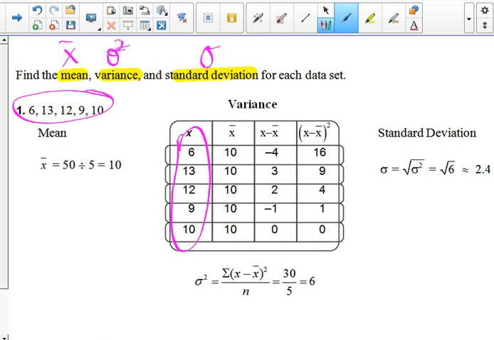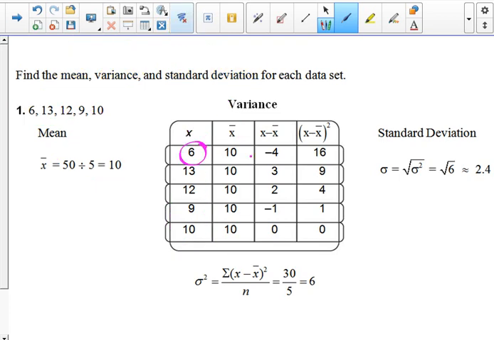Now the average of all those, add them all together and divide by 1, 2, 3, 4, 5. There it is. 50 divided by 5 is 10. So 10 goes straight down the second column. So there's your x bar. The next step is to subtract those two columns. 6 minus 10 is negative 4. 13 minus 10 is 3. 12 minus 10 is 2. 9 minus 10 is negative 1. And 10 minus 10 is 0.